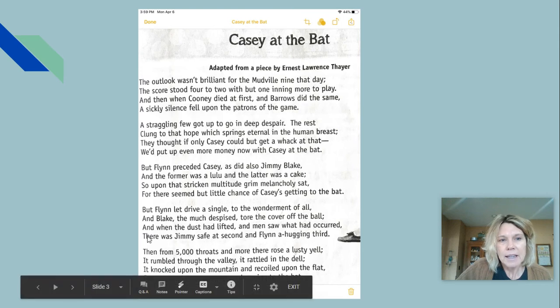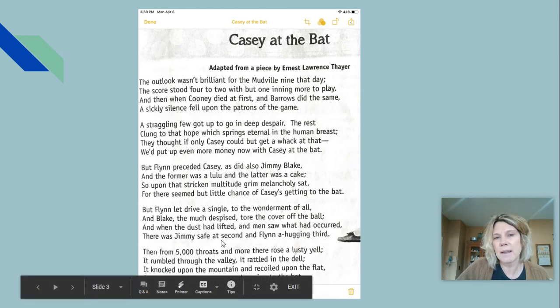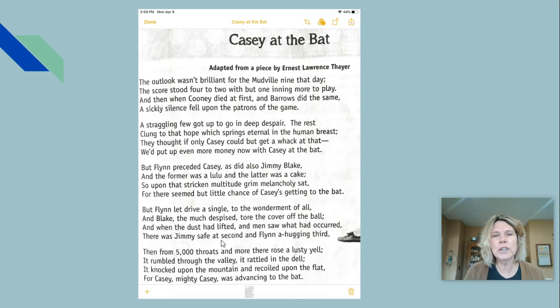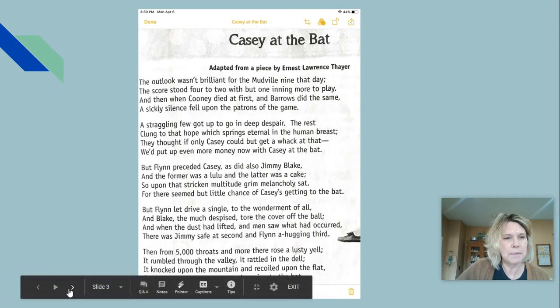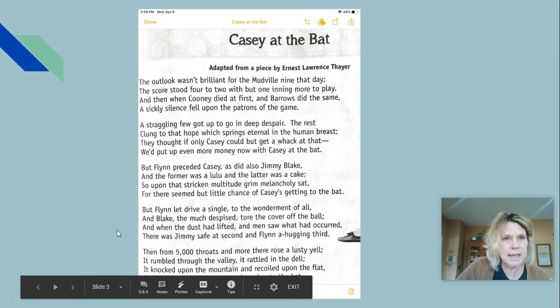And there was Jimmy safe at second and Flynn a-hugging third. So they made it to third and second base. So that's kind of looking at some of the elements. I want to go back to my next slide again, and I want to look at mood. So let's go back to Casey at the Bat.